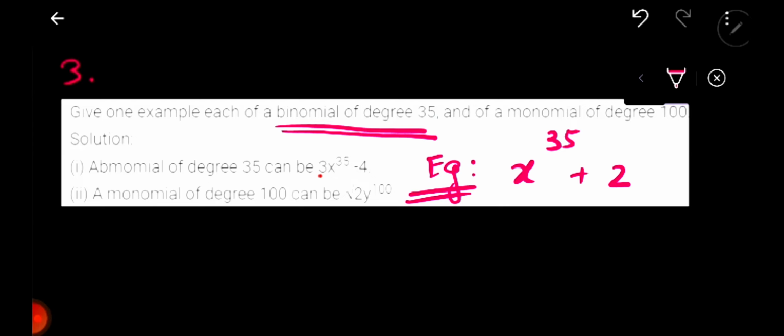This is also one example of a binomial. And for a monomial of degree 100, we can write only a monomial, so x to the power 100. So it has degree 100. That's it.